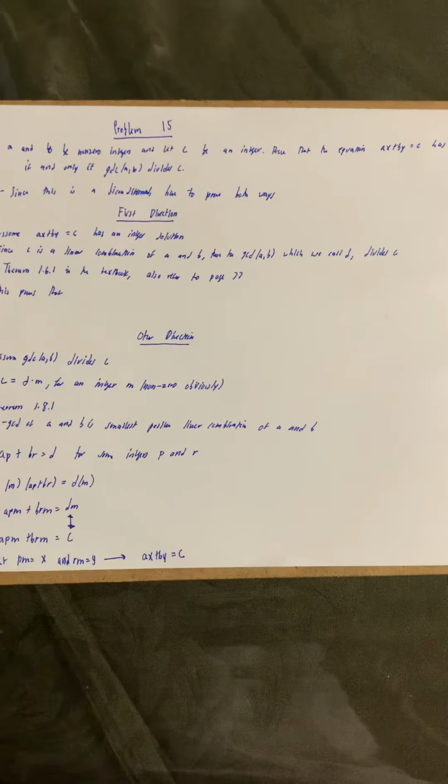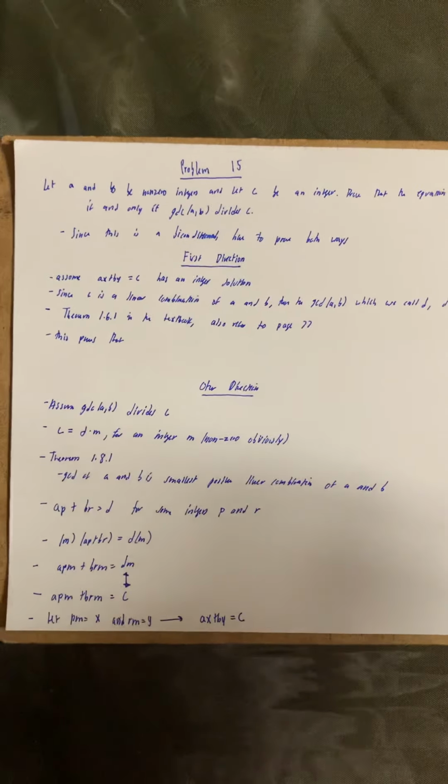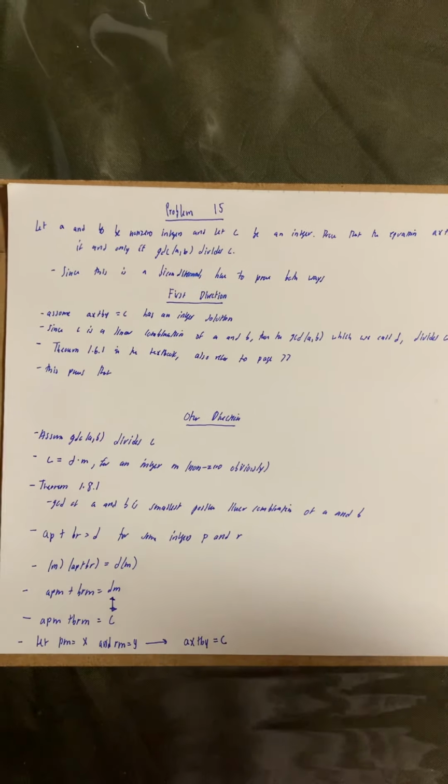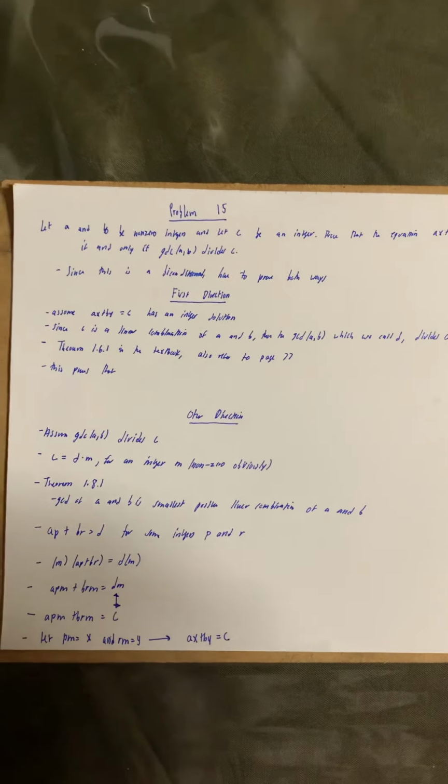Now we can refer to theorem 1.8.1 from the textbook, which states that the greatest common divisor of a and b is the smallest possible positive linear combination of a and b. That's important. So that means we can write d as ap + br = d for some integers p and r, since the greatest common divisor is a linear combination.